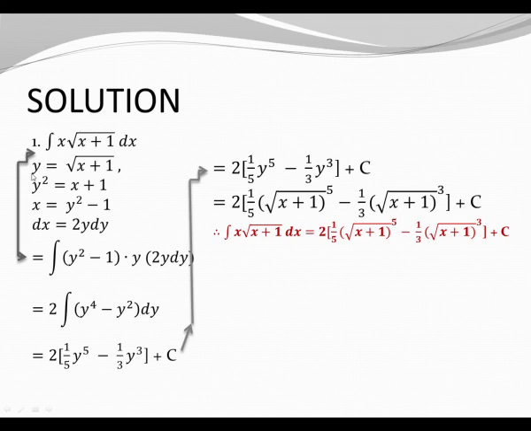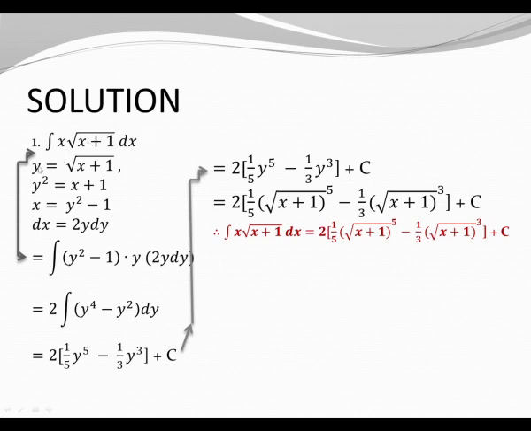Like for example, in this solution, I replace the radical form, the square root of x plus 1, by the variable y. Obviously, it's still not integrable because they are not of the same variable anymore. So what we have to do is replace the excess variable x in terms of y and the dx in terms of dy.